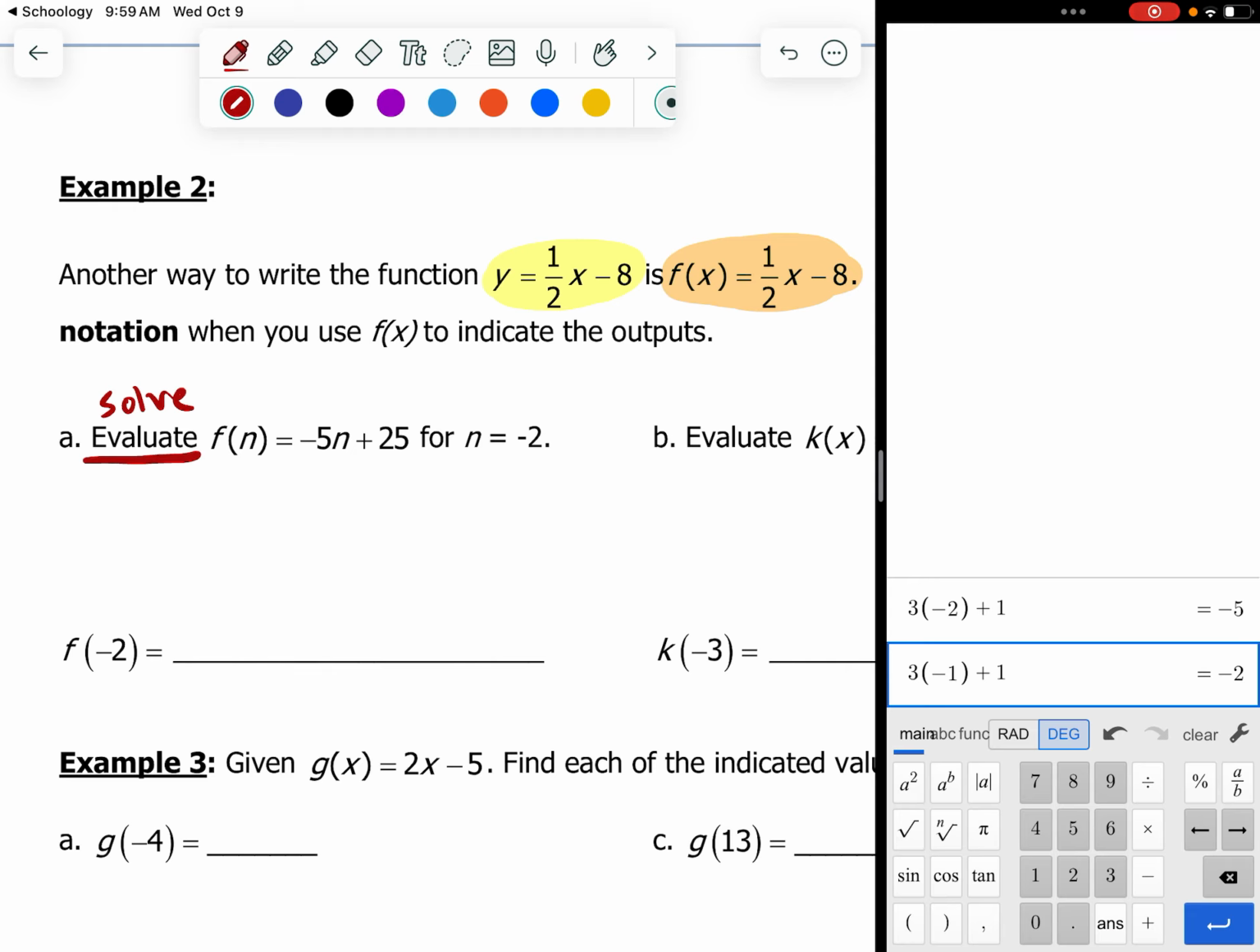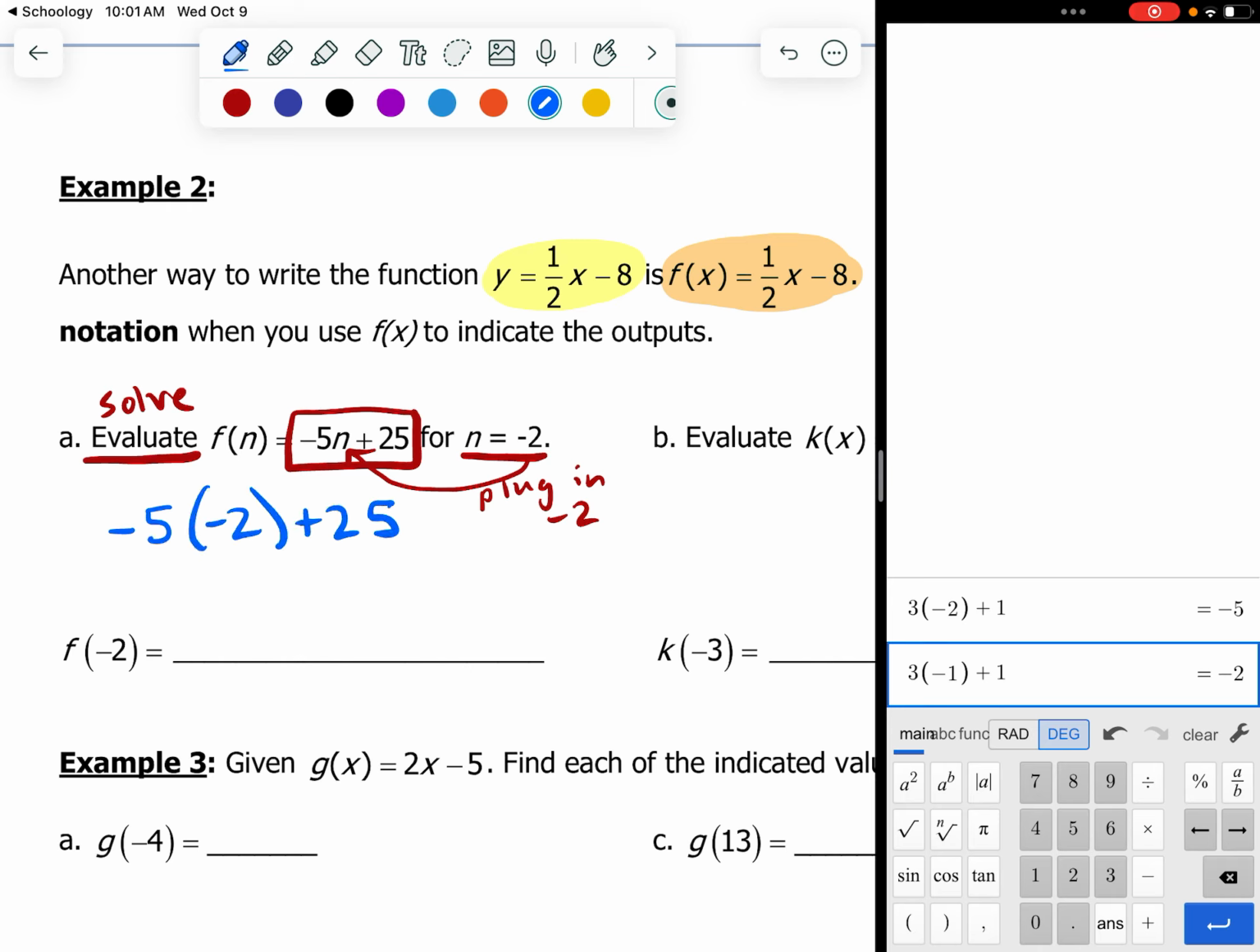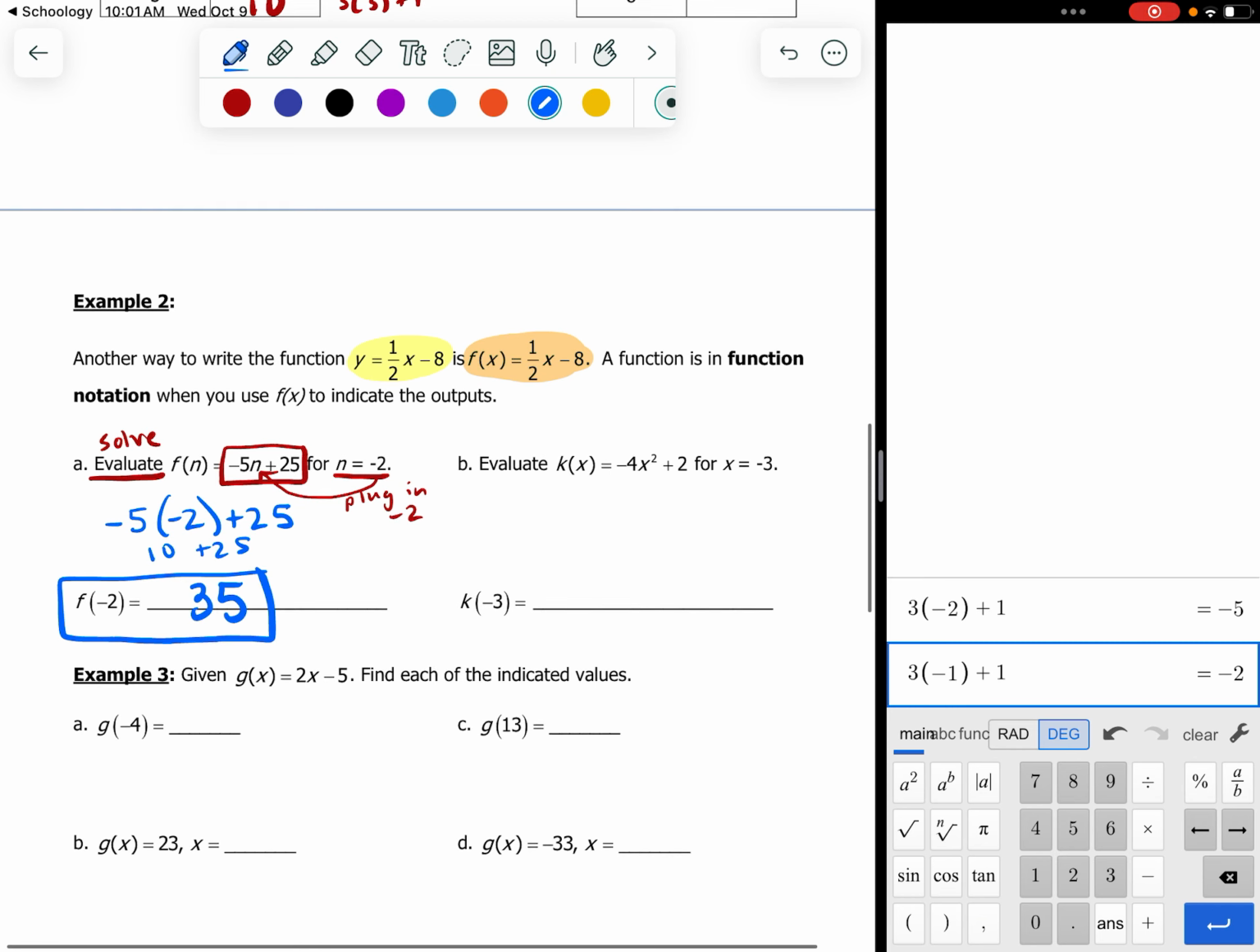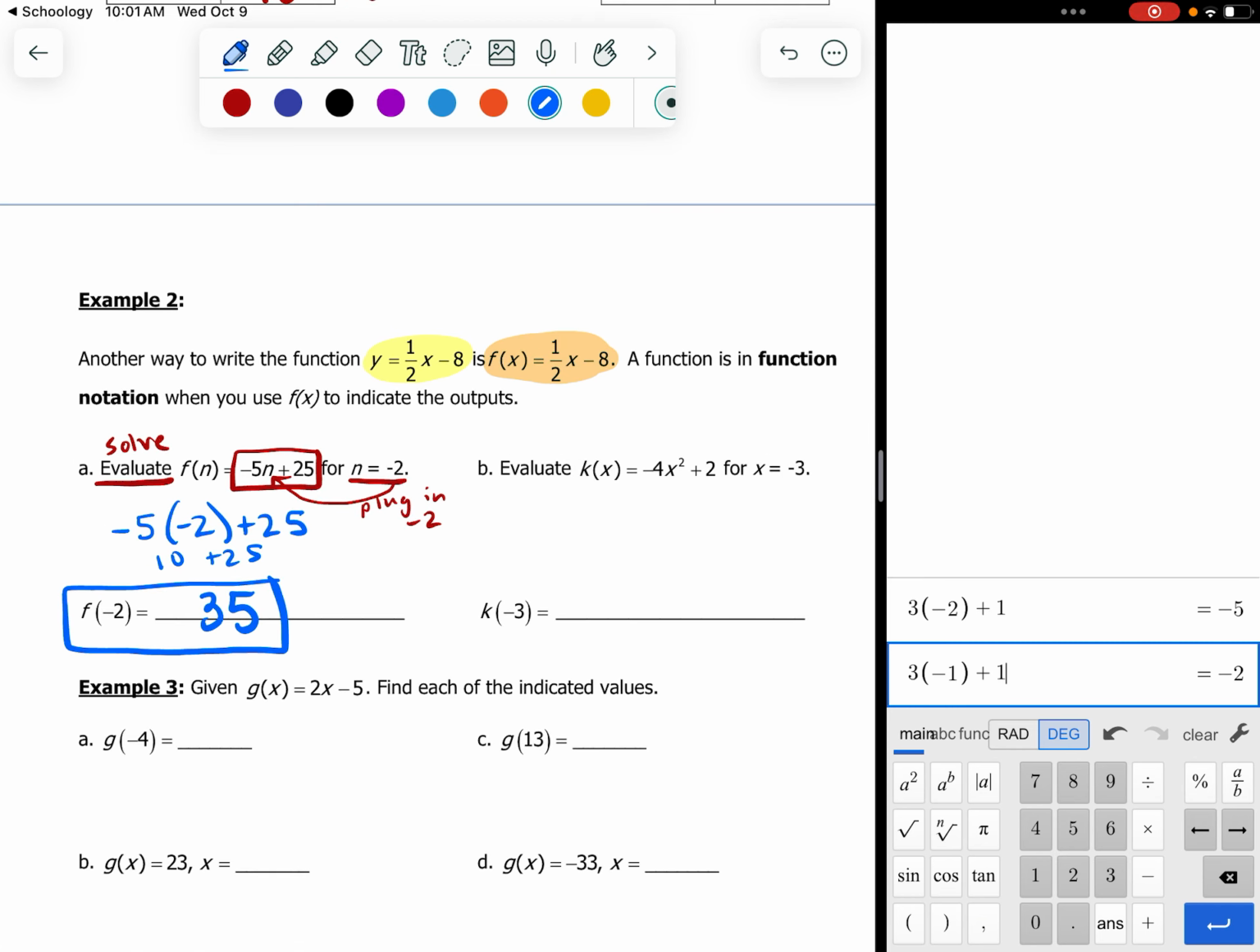So evaluate this function, negative 5n plus 25, for n equals negative 2. So there's your letter, right? So we're going to plug in negative 2. Okay, that's all that says. So I'm going to go negative 5 times negative 2 plus 25. You can type that right in your calculator. It's positive 10 plus 25, so we should get 35. Okay, again, it just means plug it in. All right, so let's go to B.